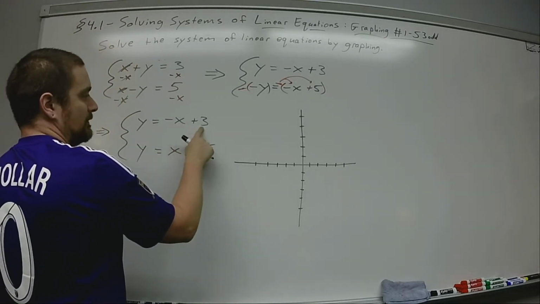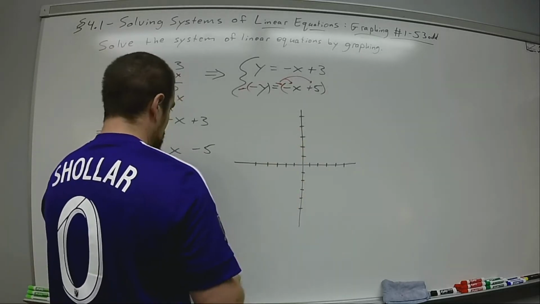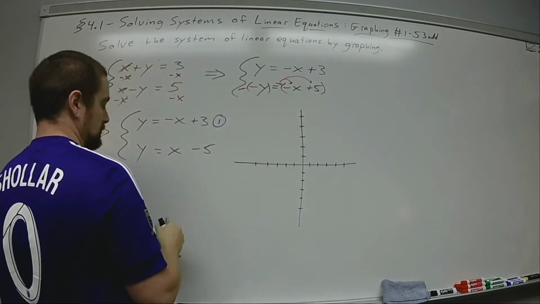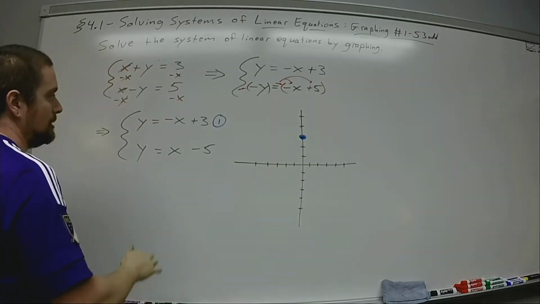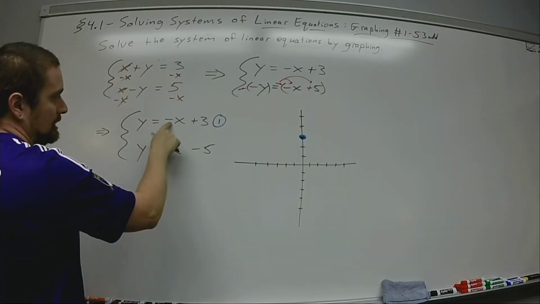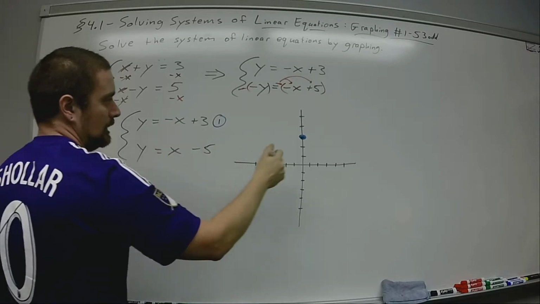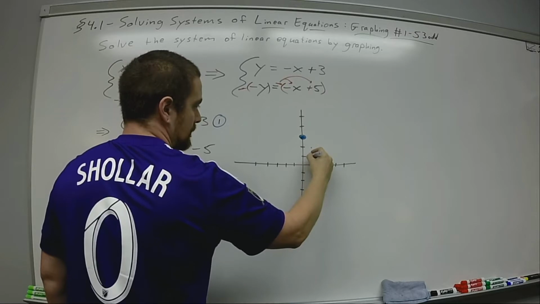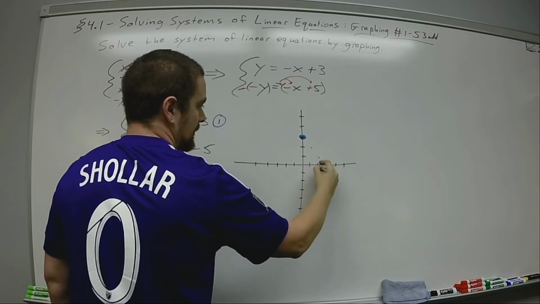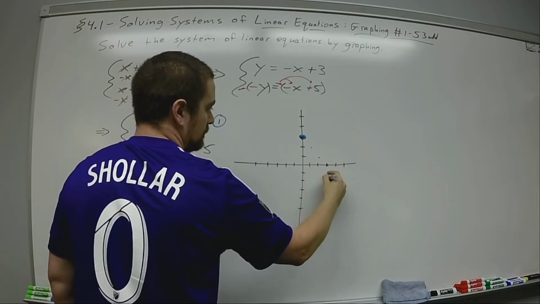I'm going to start at 3 on the y-axis, and I'll call this equation 1. I'll do it in blue. So let's start at positive 3 on the y-axis and count out our slope. It's negative 1. So that means my slope goes down 1 over 1, down 1 over 1, down 1 over 1, down 1 over 1.